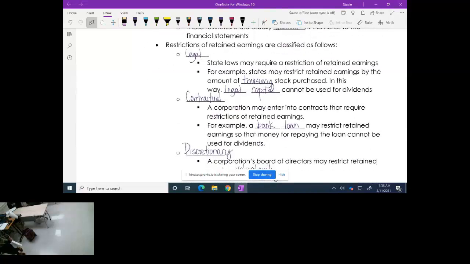Legal restrictions: laws for some states require that these corporations keep enough in there to cover vendor accounts and stuff like that, so that vendors don't get stuck with a bill because they've issued too many dividends. And so usually they restrict it to the treasury stock balance. That way, that particular amount can't be used to pay out dividends.